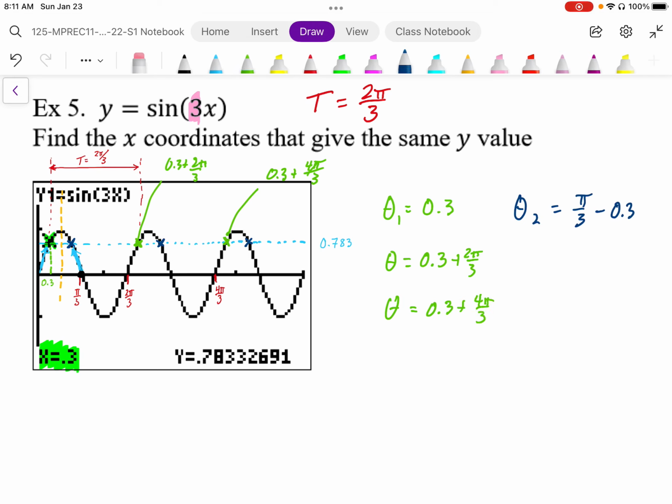And then same thing with these positions. That one was pi over 3 minus 0.3. So we add 2 pi over 3, that's going to be pi minus 0.3. And then this is going to be 5 pi over 3 minus 0.3. So I'm just going to write those in. And these again are just repetitions using the period of 2 pi over 3. They're just repetitions, or coterminal angles, of theta 1 and theta 2.